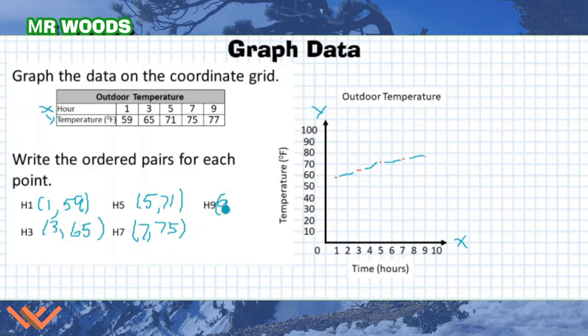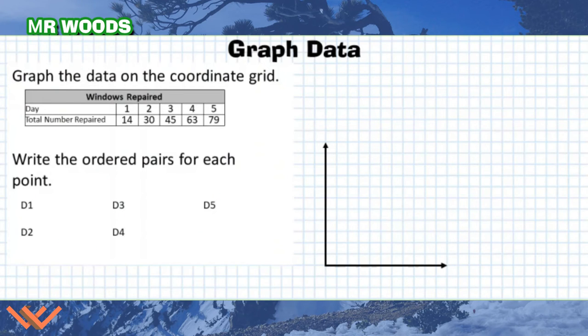And that matches up with our grid, our graph over here. So 9 and 77. There you go. So here's our ordered pairs or coordinate pairs to determine these points that are in red. We're continuing to graph data. It says here, graph the data on the coordinate grid.